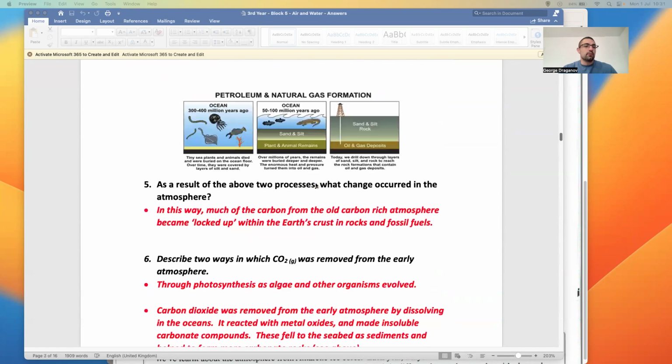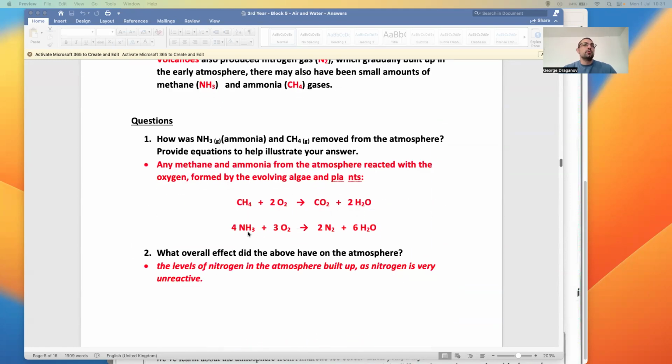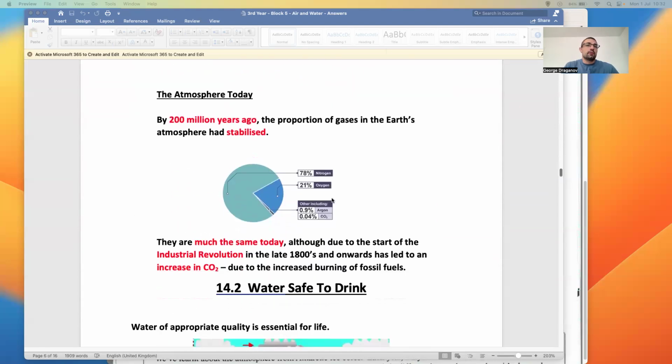Now, just to show you these equations that I was telling you about before, that's the reaction I was talking about. Ammonia decreased by reacting with oxygen. That's how it was removed from the atmosphere. And methane was removed in this way by burning. And the good thing is we're full of nitrogen now, which is highly unreactive. One thing for you to be aware of, obviously today's atmosphere was done in a separate lesson, but it is 78% nitrogen, 21% oxygen, and the rest is argon at 0.9, CO2 at 0.04, and water vapor at around 0.06, depending on conditions.